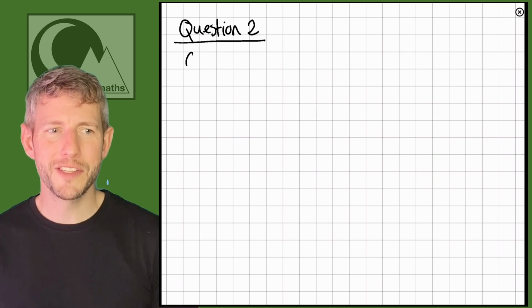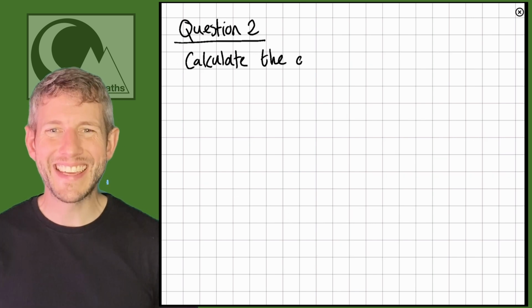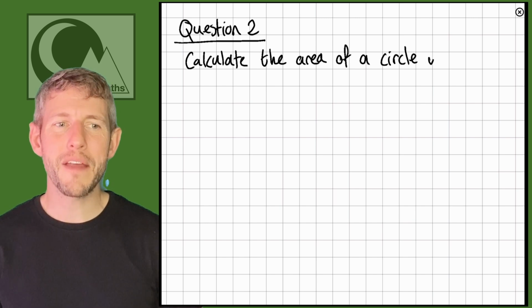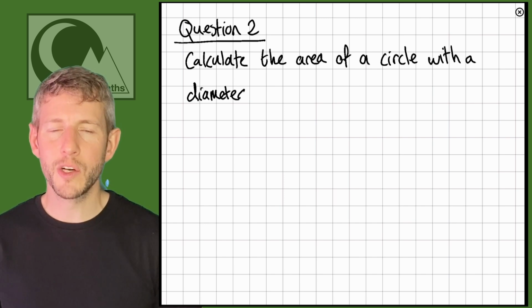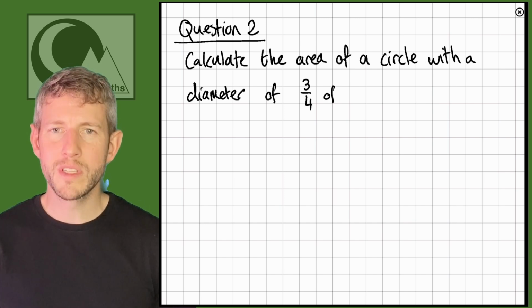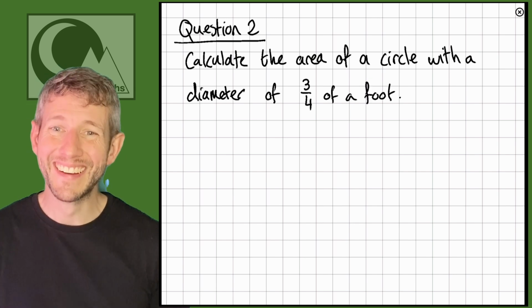So here we have question 2, and this question, they've been a bit sneaky, they've stuck a fraction in there. So they've said, calculate the area of a circle with a diameter of 3/4 of a foot.